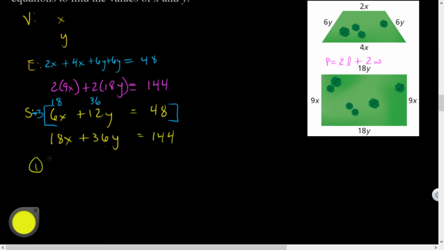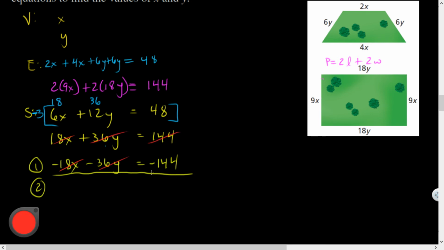So that's step 1 of the elimination method. Negative 3 times 6x is negative 18x. Negative 3 times 12y is negative 36y equals negative 3 times 48. I've got a feeling that is negative 144. Is it? It is. So when I add these together, what happens? I get 0 equals 0. So yeah, that means there's infinitely many solutions.